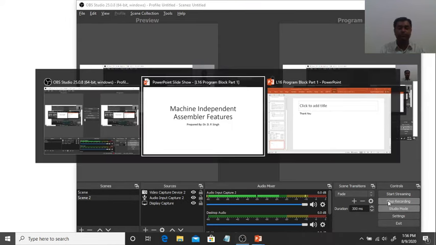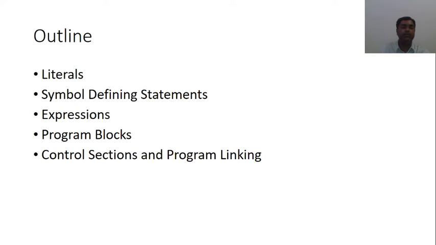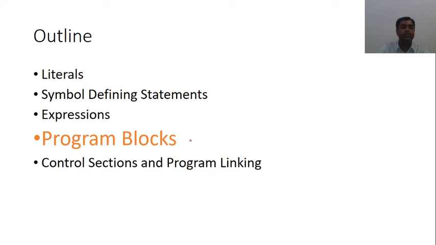Hello everyone. In this lecture we will discuss one more feature of assembler, that is machine independent. In the earlier lectures we had discussed literals, symbol defining statements, expressions. Today in this lecture we will discuss program blocks.